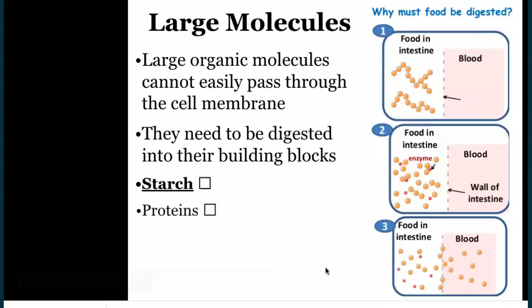Proteins are another item that's way too big to fit through your cell membrane. So either it's going to have to be transported with a transport protein, or like this, you'd have to hydrolyze it, digest it, break it down into its individual amino acids to move through.